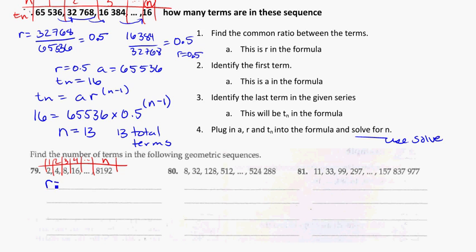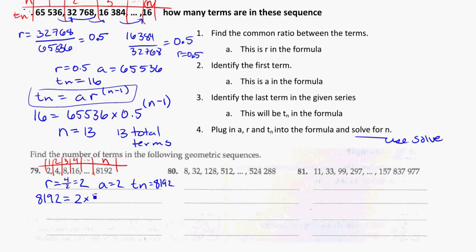So I'm going to find r first. And I actually notice here r is going to be timesing by 2 each time, but if you're not sure, 4 divided by 2, taking term 2 divided by term 1, gives me 2. A is equal to 2. And t sub n, the last term they've given me, is equal to 8192. So plugging that all into my formula, t sub n is equal to 8192 is equal to a, which is 2, times, don't forget the invisible times sign there, r, which is 2, to the power of n minus 1, which I don't know.